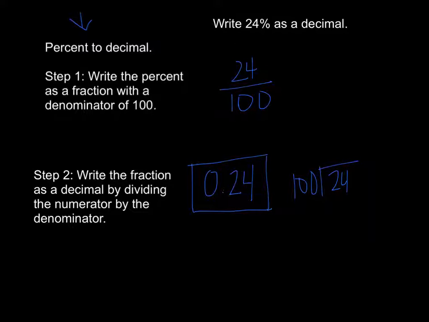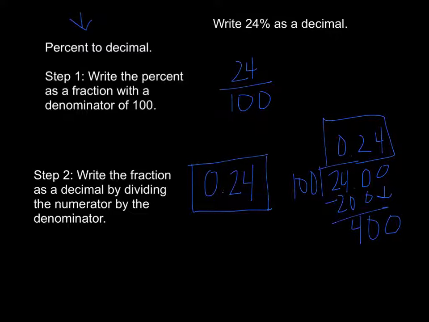Now, can 100 go into 24? Nope, so I better add my decimal and a 0. Can 100 go into 240? Yep, 2 times. Minus 200, I'm left with 40. Add my 0, bring it down. Can 100 go into 400? Yes, 4 times. So we get the same answer.